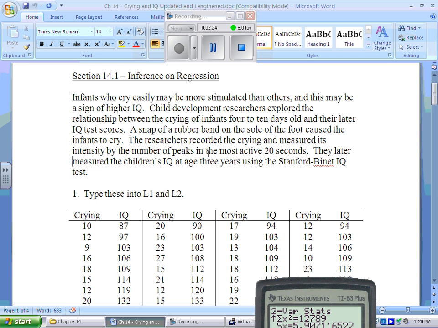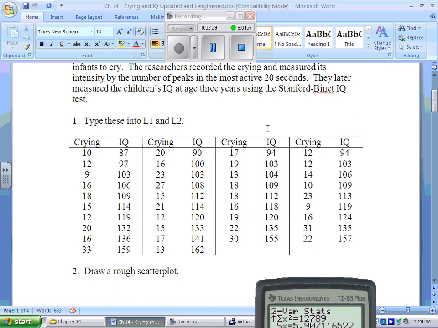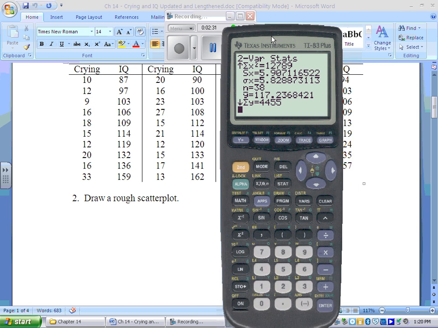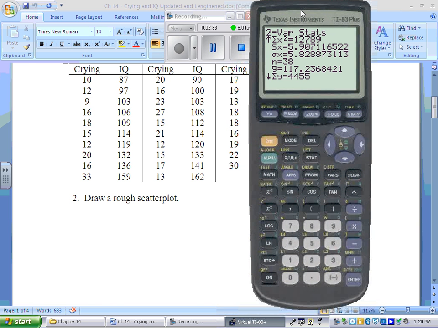So that's the data. That's what's going on. And we want to see if there's a relationship between these two things. So we've got the data typed into L1 and L2, presuming, of course, that this is a random sample of babies. And now number 2, it says draw a rough scatter plot.